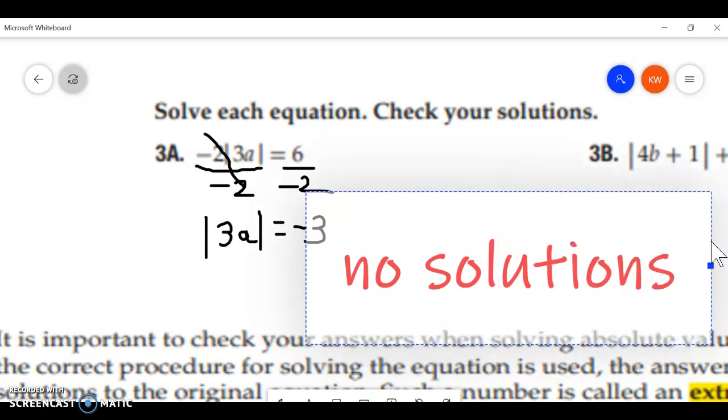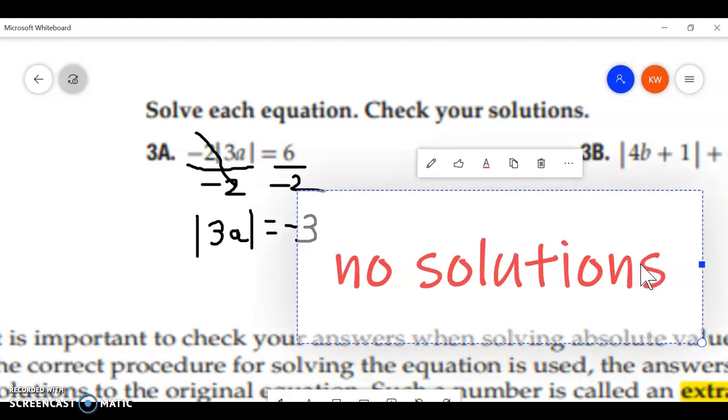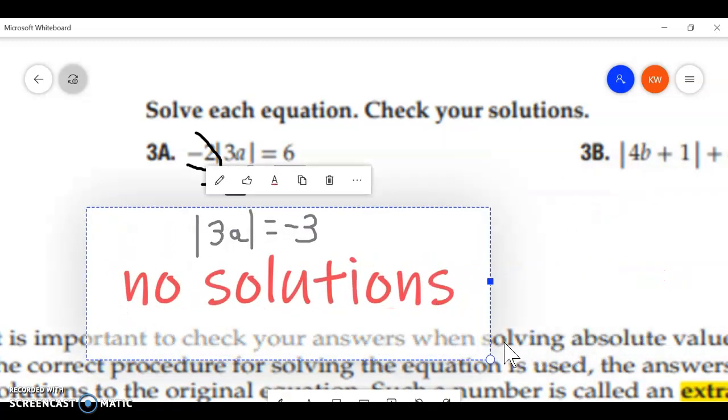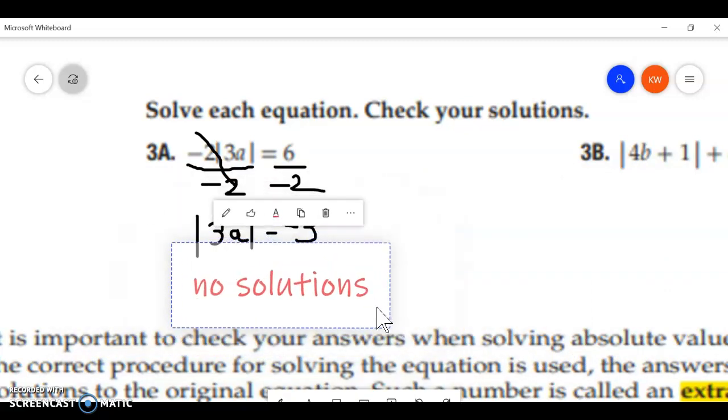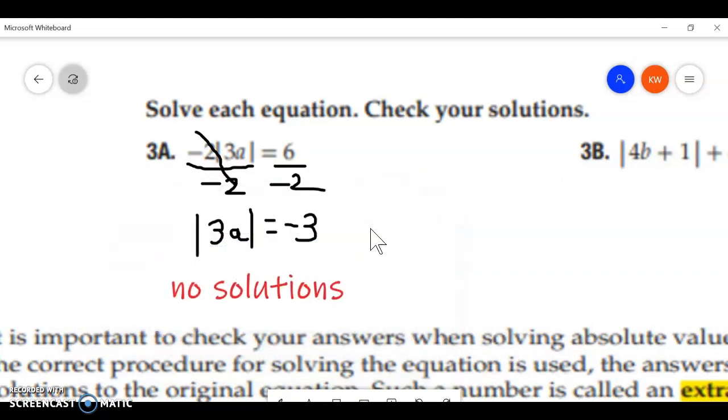for this. Alright, let me take this, put that right on there, and make it small. No solutions. So if you see a negative answer equal to an absolute value, there are no solutions for this. This does not work. Okay?